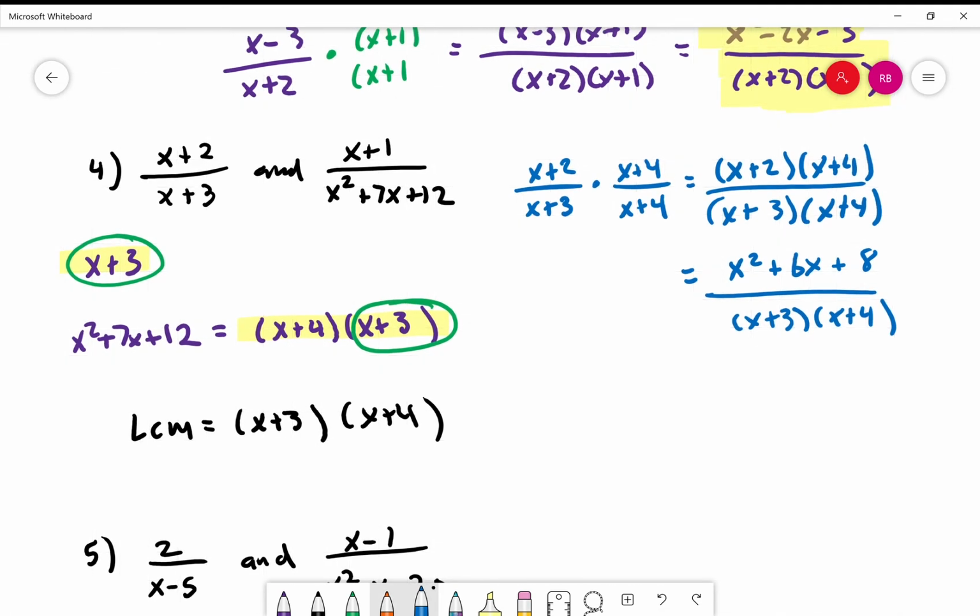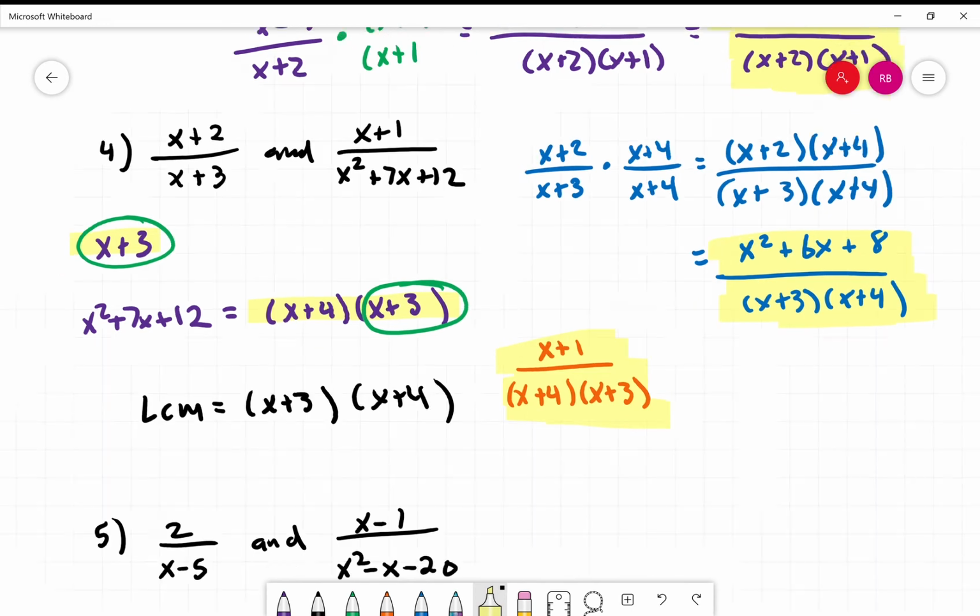So now let's look at our second expression, x plus 1 over x. So instead of writing x squared plus 7x plus 12, I'll write out the factored form that I got. So x plus 4, x plus 3. So we don't need anything to match our LCM because it's already matched up. So these two are our answers. Okay, moving on.